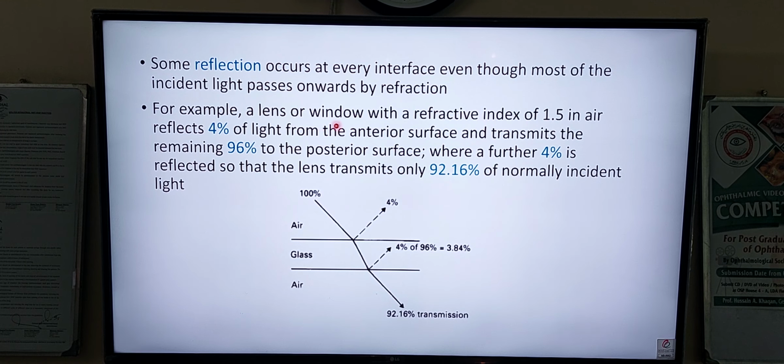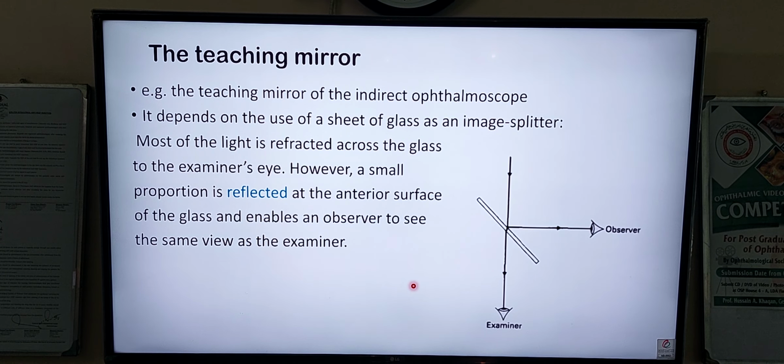Example ली हुई हमने of a lens or a window with the refractive index of 1.5 in air. It reflects 4% of the light from the anterior surface and transmits the remaining 96% to the posterior surface, where a further 4% is reflected so that the lens transmits only 92.16%. यही प्रिंसिपल हम यूज करते हैं in the teaching mirror of an indirect ophthalmoscope.